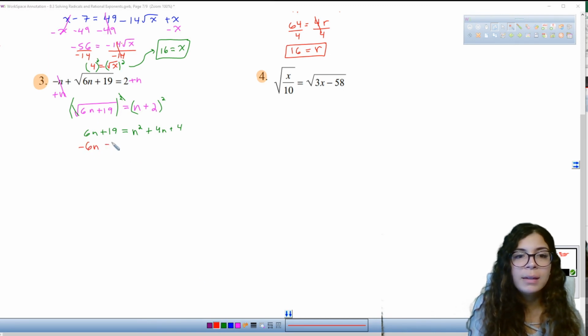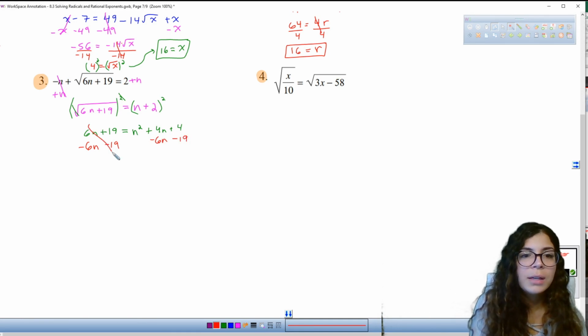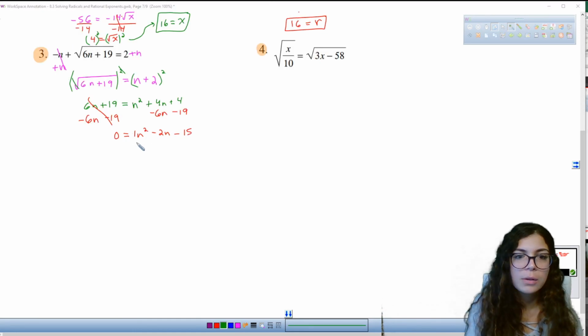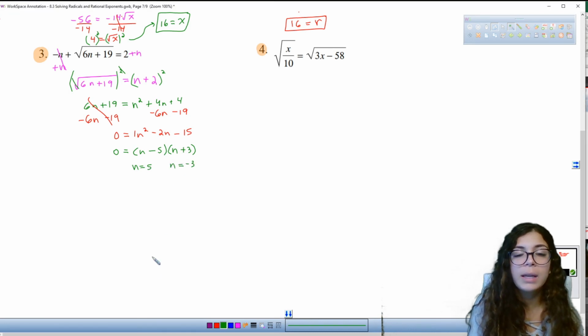Go ahead and subtract 6n and subtract 19 on both sides. All right, so on the left-hand side, we have 0, and on the right-hand side, we have n squared minus 2n minus 15. So now I need to factor this to solve, okay? Multiplies to negative 15, adds to negative 2: negative 5 and 3. So this will factor into n minus 5 times n plus 3. Okay, so we have two solutions, n equals 5 and n equals negative 3. Now again, these are potential solutions, so we have to go ahead and check them.